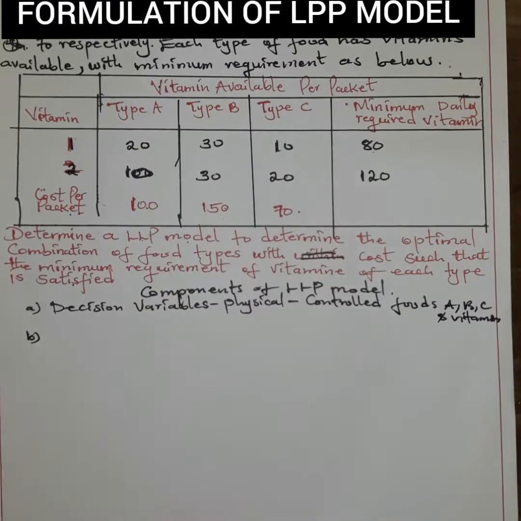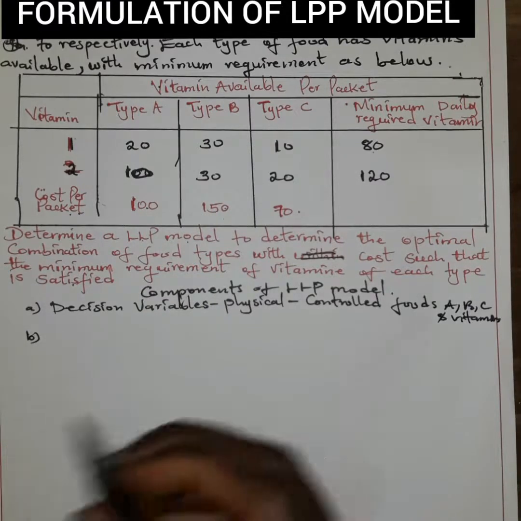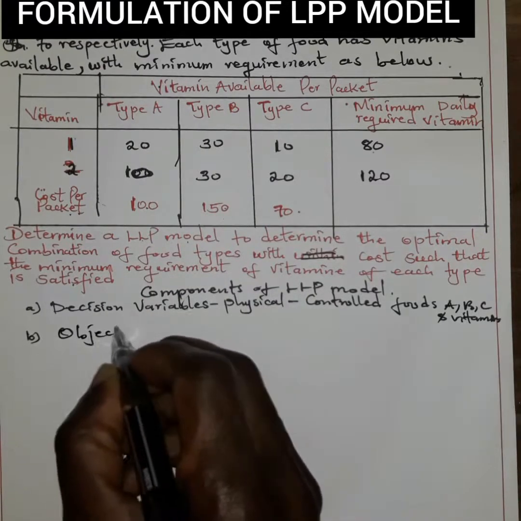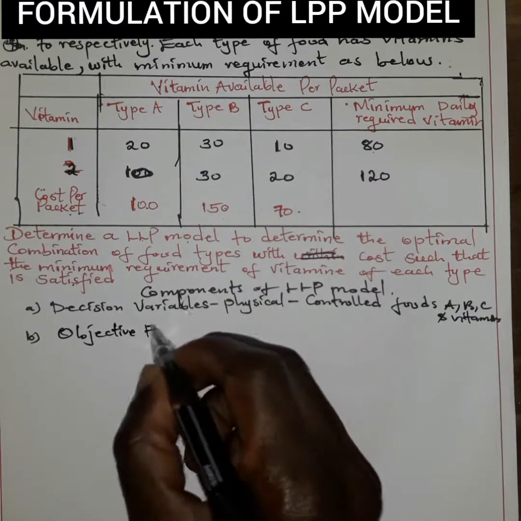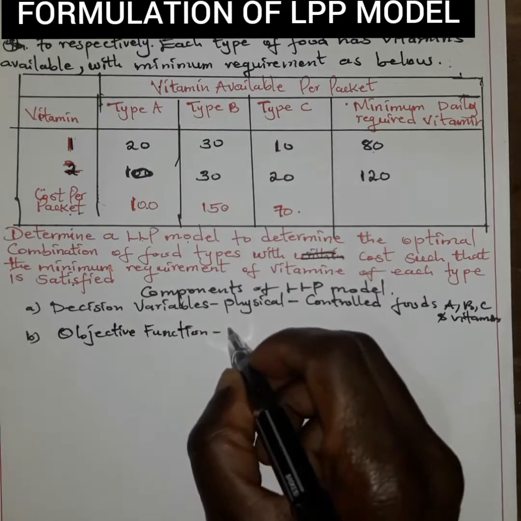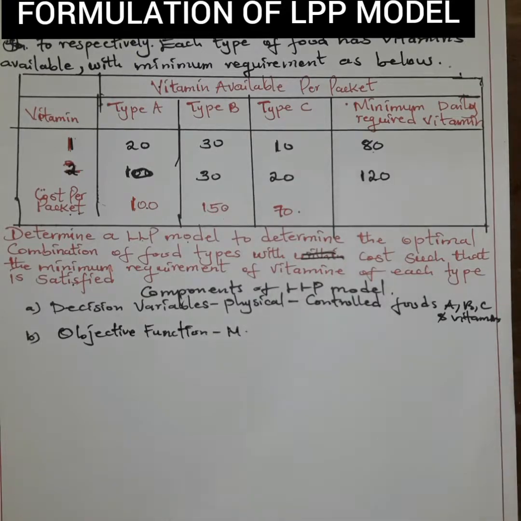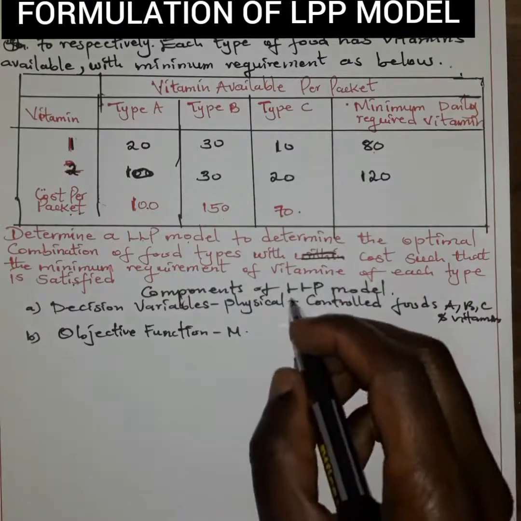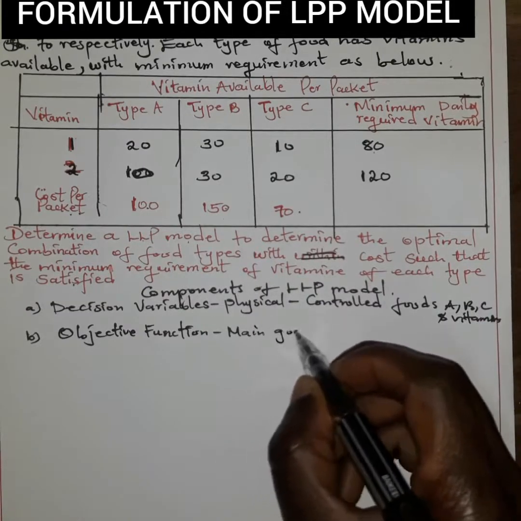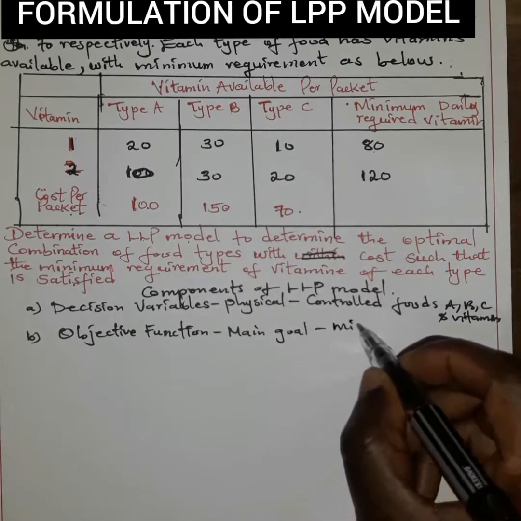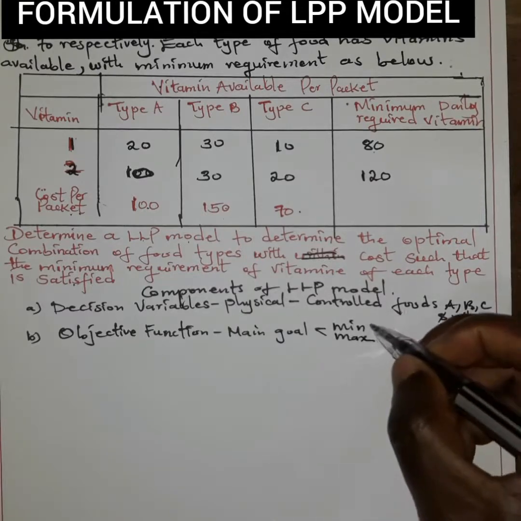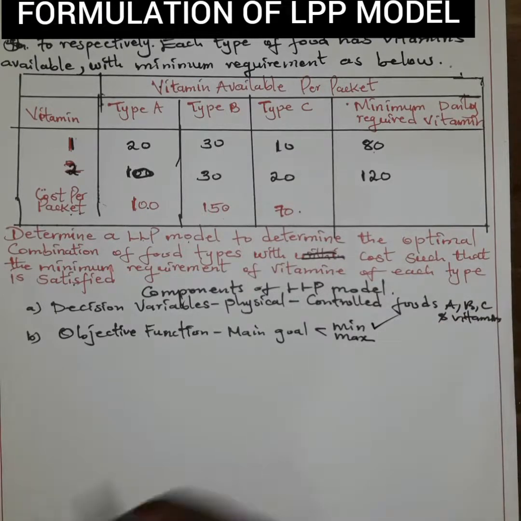The second component is what is known as the objective function. When I talk about objective function, we are talking about the main goal. What is the main goal? That is the goal for formulating the model, which can either be a minimization problem or maximization problem. And for our case, we are going to talk about the minimization problem.